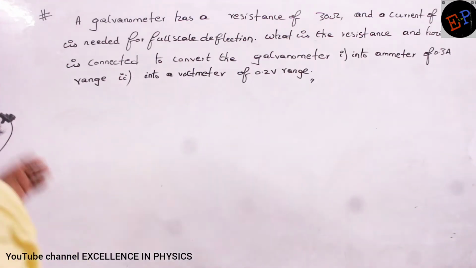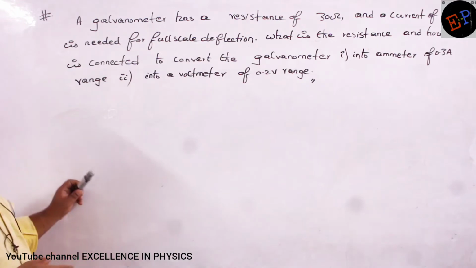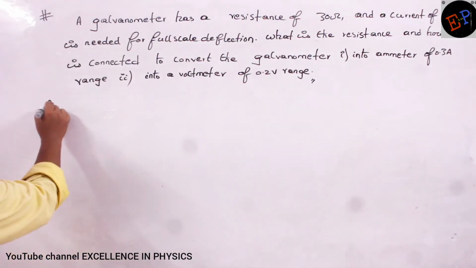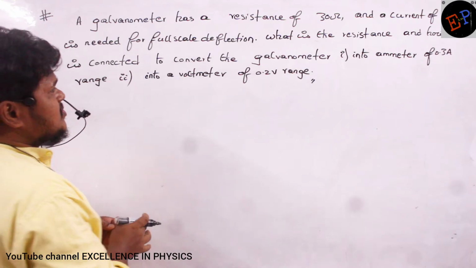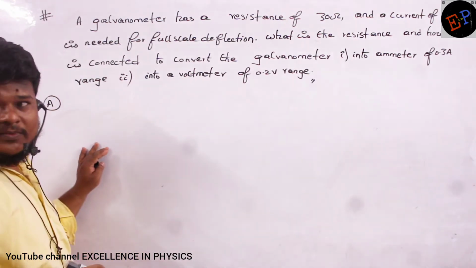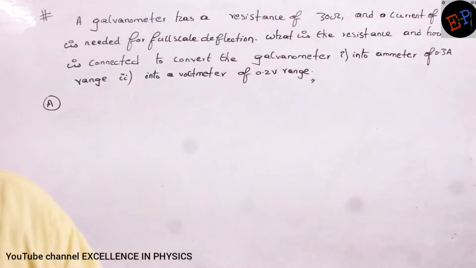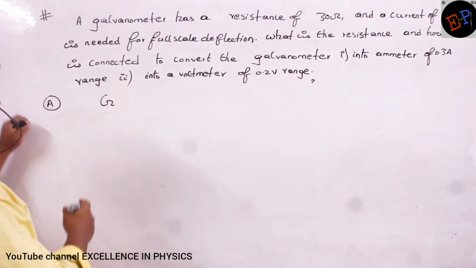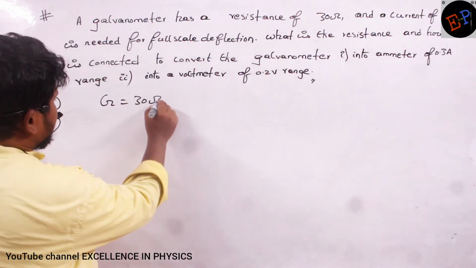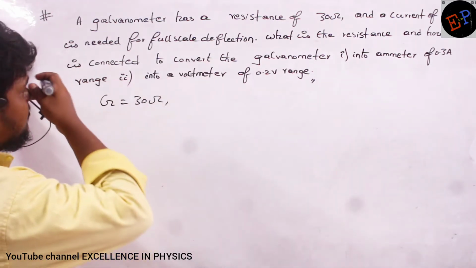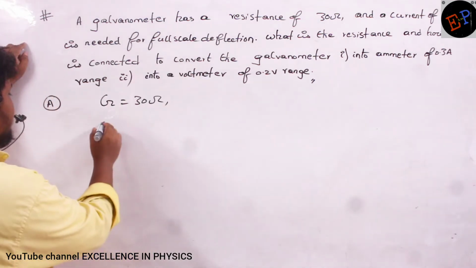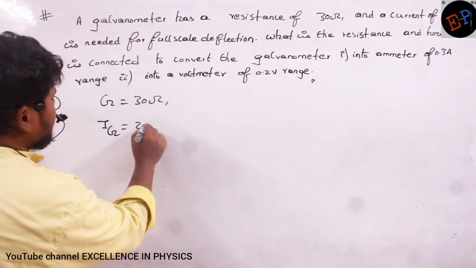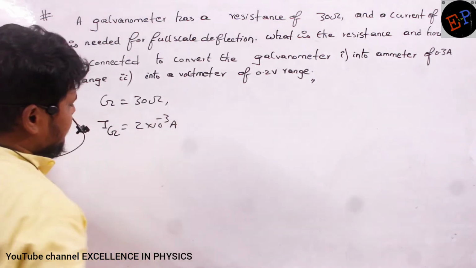Let us see this question. The galvanometer has a resistance of 30 ohms. Resistance of the galvanometer is nothing but G. Yesterday we discussed, G value is 30 ohms. And a current of 2 milliamperes is needed for full scale deflection. It means the Ig value is 2 into 10 power minus 3 amperes.